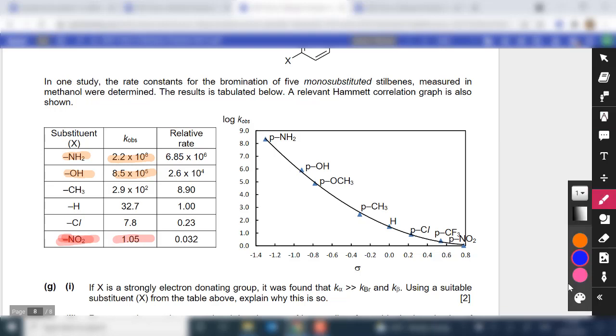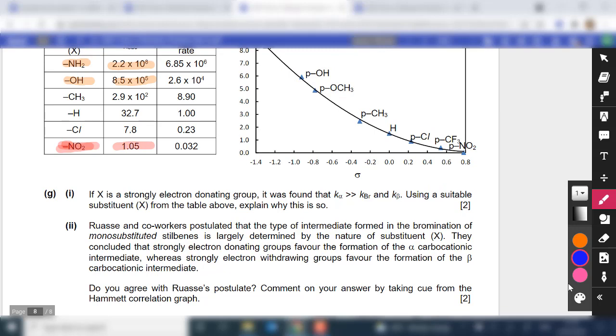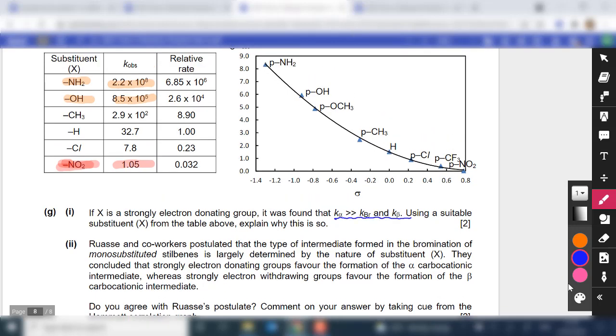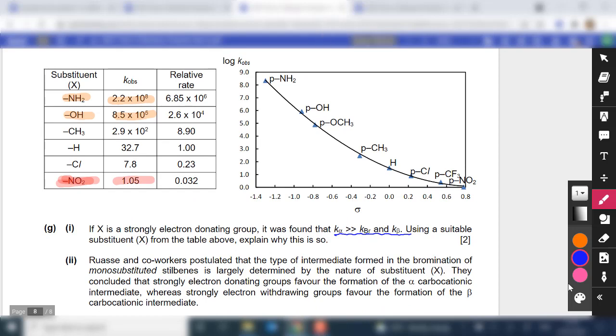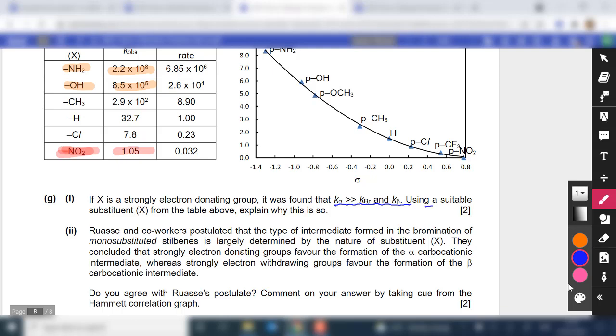Then for part G part 1, you are asked: if X is a strongly electron donating group, it is found that the k alpha is much greater than the rate constant for the cyclic bromonium and that for the one at the beta position. So they ask you to use a suitable substituent from the table and explain why this is so.